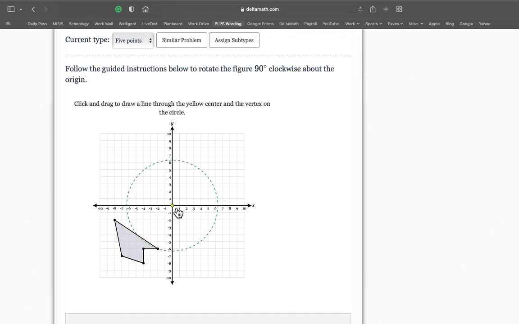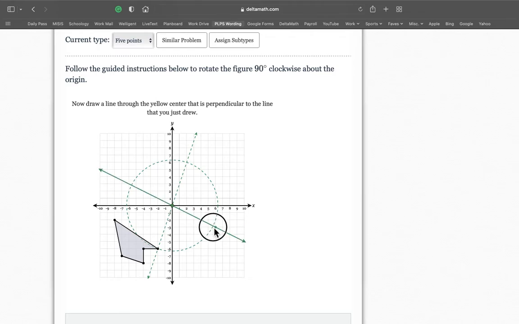Step 2, I'm going to create a line that goes from my origin, right? The origin is the point right in the center of the graph, 0, 0. That goes to my vertices that I just made from my circle. Next, I'm going to make a line that's perpendicular to the line that I just made, right? I have to create 90 degrees, so it's got to be a perfect T.